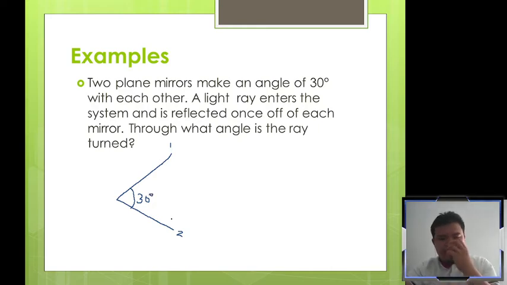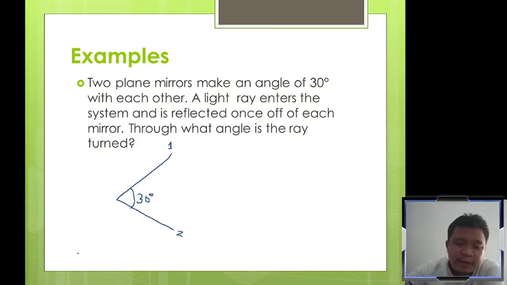So that's how the problem looks. Now, according to this problem, a light ray enters the system and is reflected once off of each mirror. It doesn't say much about at which angle the light ray enters the mirror. So that means that we have to assume a certain position.